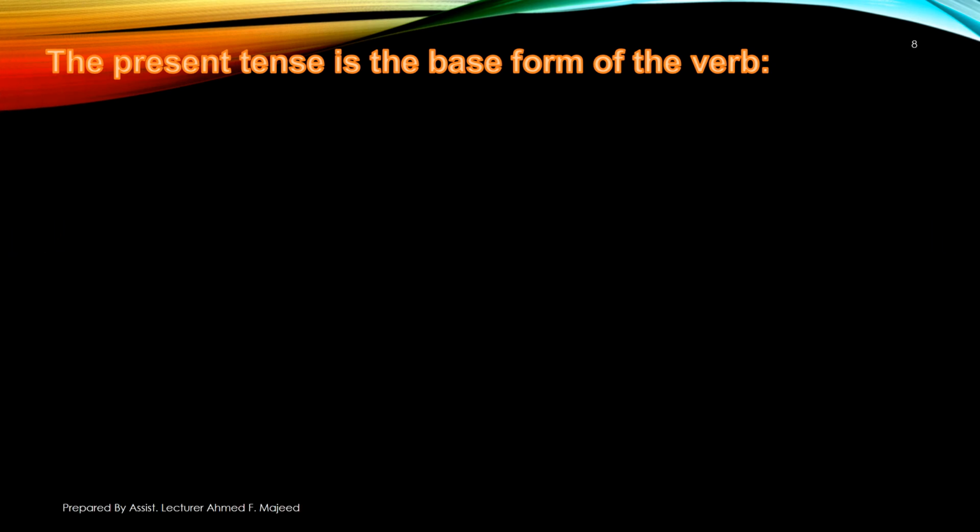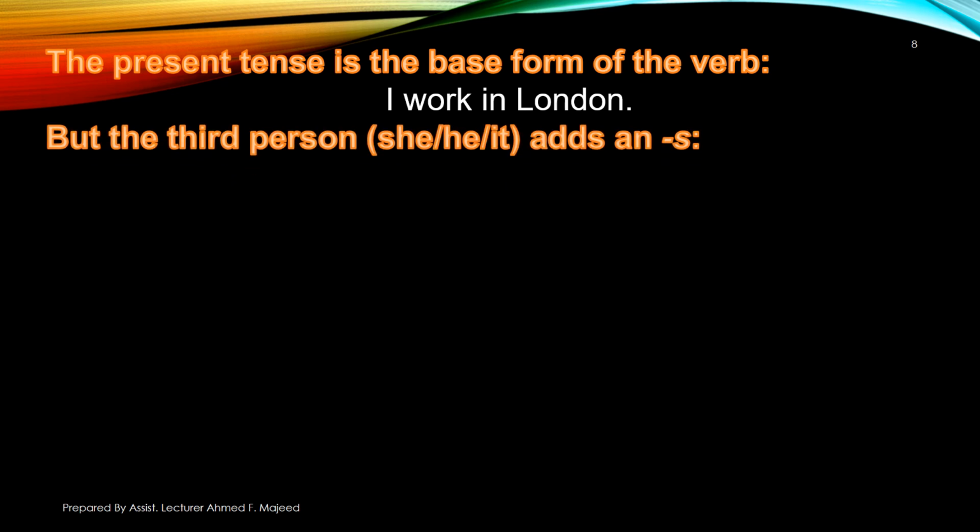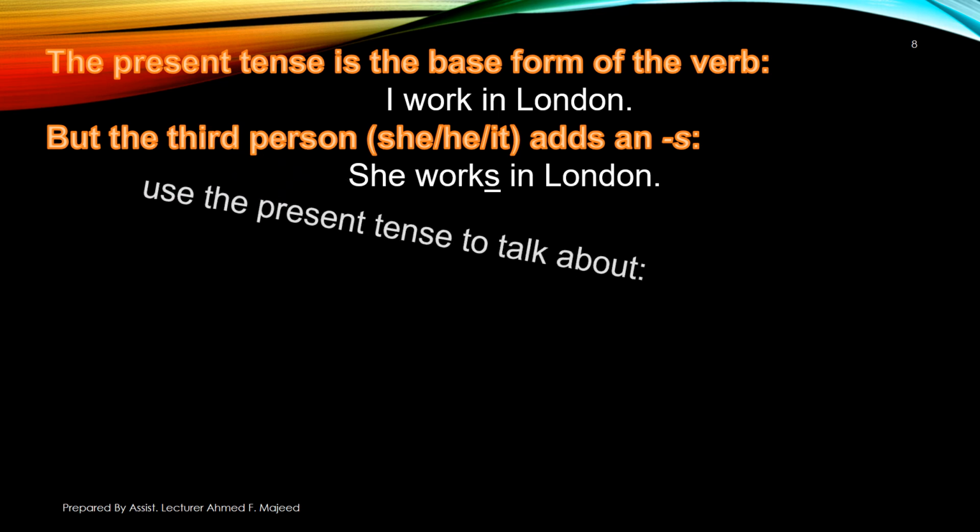The present tense is the base form of the verb in English. I work in London. This is for example, but the third person, she, he, or it, adds an S to the verb. She works in London.